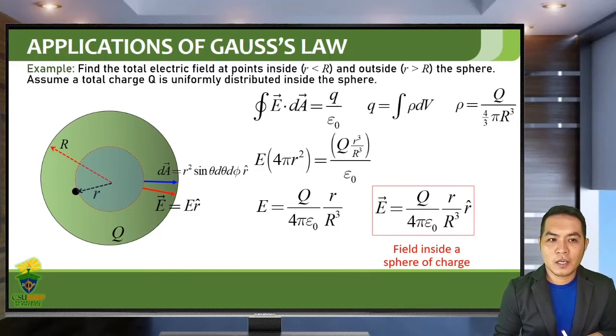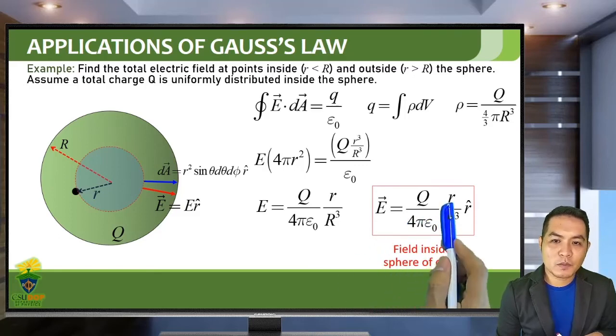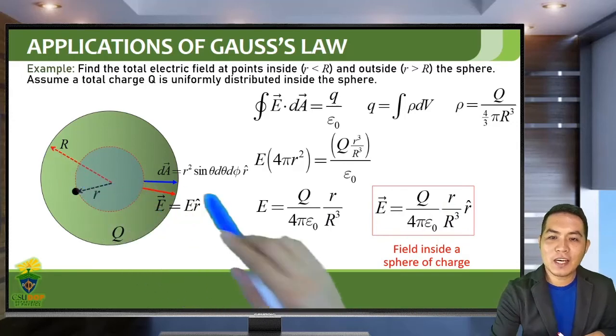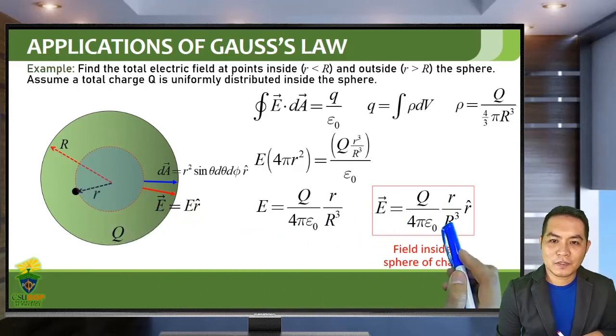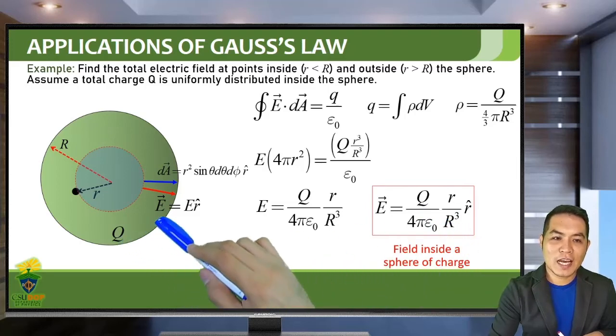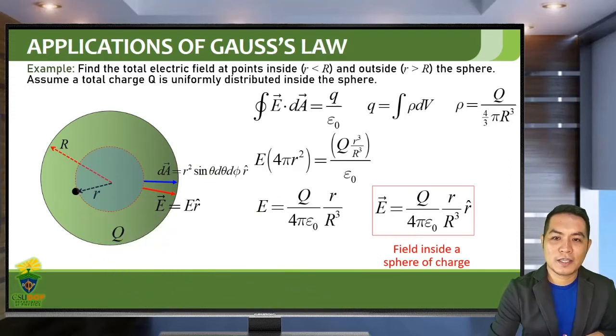Okay, limiting case. The limiting case for this is when your small r approaches the radius, the big R. What will happen? It will actually approach something like a point charge form. So it will become 1 over 4 pi epsilon naught Q over capital R squared, which is the electric field at the surface of the sphere.